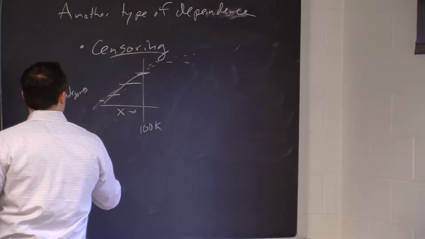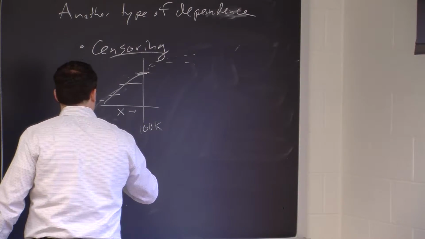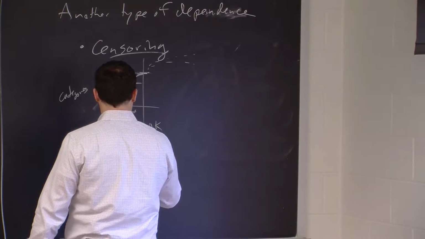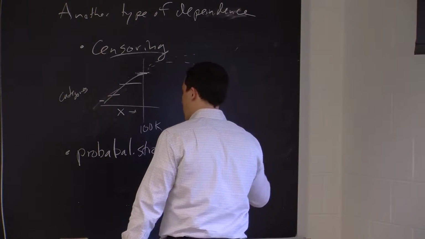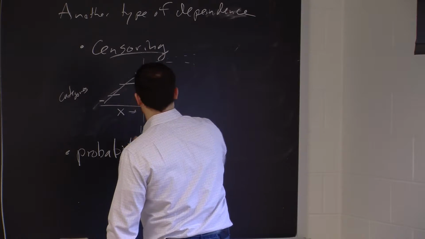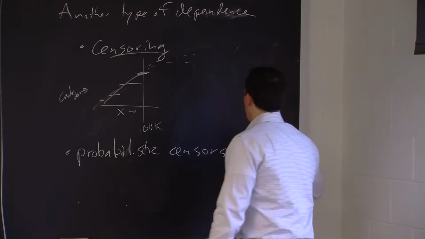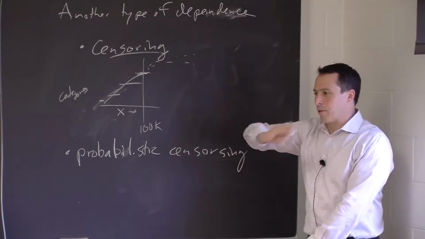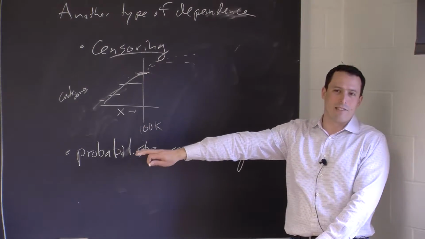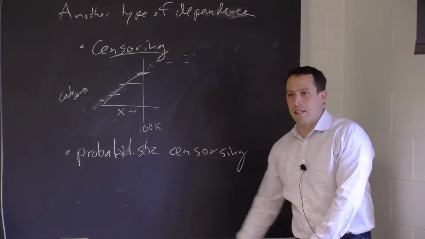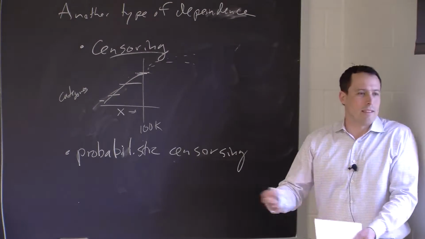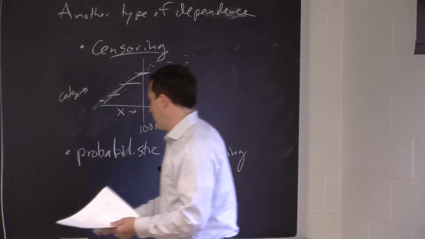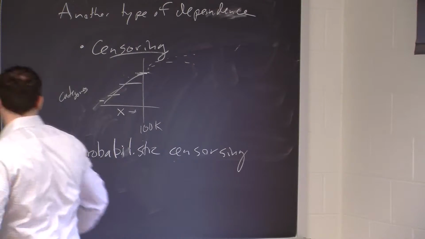And a slightly weaker version of that is something you could call probabilistic censoring. Censoring is saying absolutely, when it passes a certain level of severity, no one reports it, it becomes missing. This is more like when it passes a certain level of severity, it becomes less likely that it gets reported. Right? Okay.